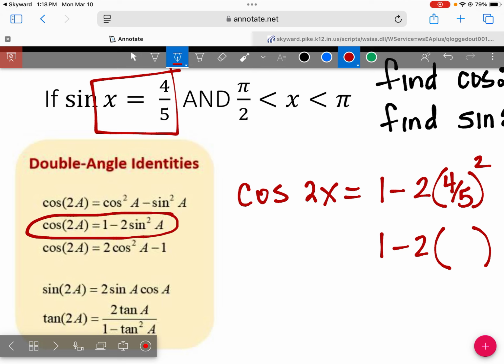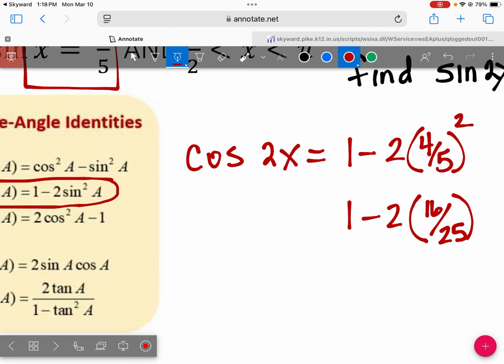What is 4 squared? And 5 squared? All right, now we're almost there. So now we got 1 minus... I need to multiply this by 2. So again, still no calculator, but 2 times 16 would be what? 32. Okay. So now we got 32 over 25.